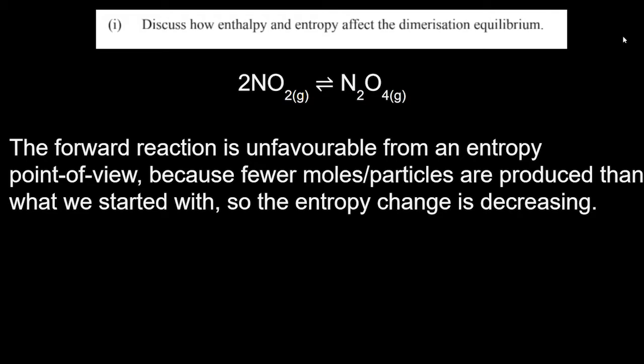Actually, the forward reaction is unfavorable from an entropy point of view because we're going from 2 moles of reactant to 1 mole of product. So the entropy change is decreasing, it's negative. This is not favorable. So in summary, what do we know?